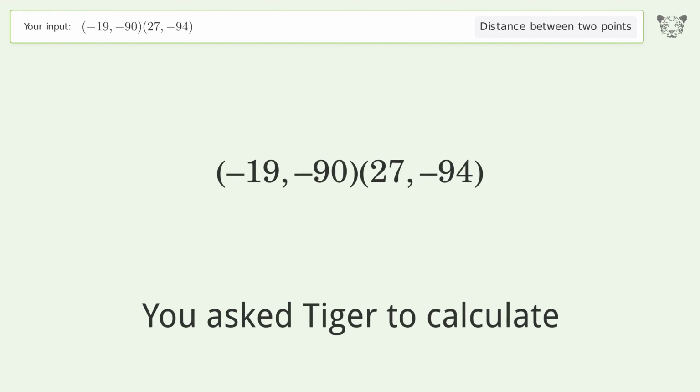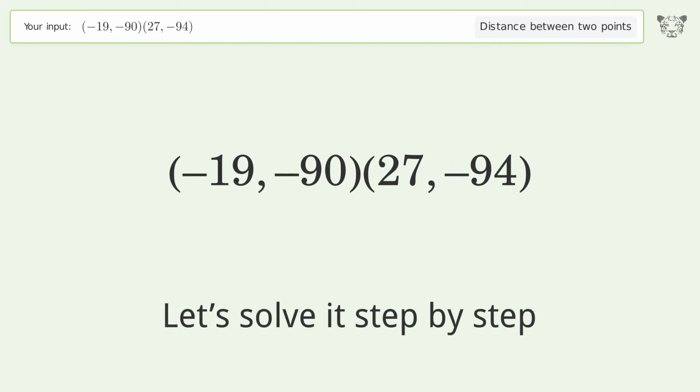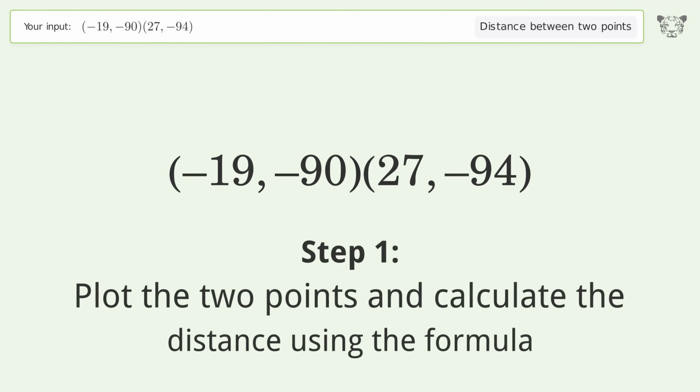You asked Tiger to calculate the distance between 2 points. The distance between the 2 points is the square root of 2132, or 46.174. Let's solve it step by step. Plot the 2 points and calculate the distance using the formula.